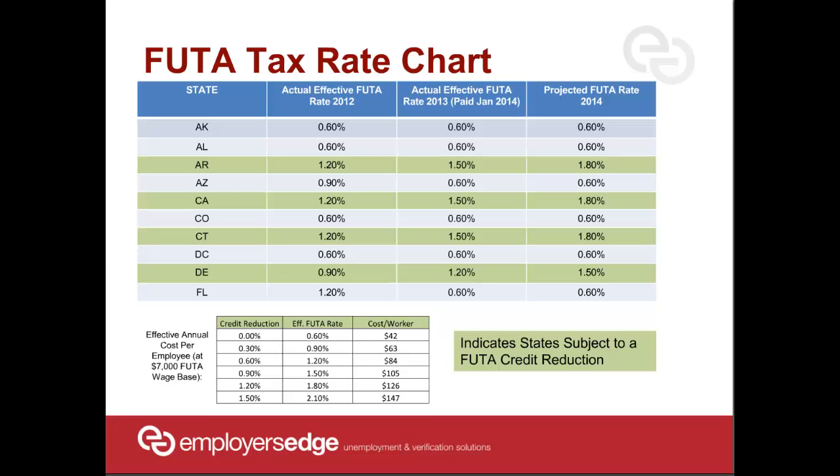I do not anticipate that California is going to be able to pay back that $10 billion by September of this year, because they would have to pay it off by September of this year. So I anticipate that it's going to be at 1.8%, your effective FUTA rate, and it's going to be $126 per employee. So again, something's going to happen in California. The taxable wage base is going to go up, or I anticipate some increase in those employer unemployment taxes.